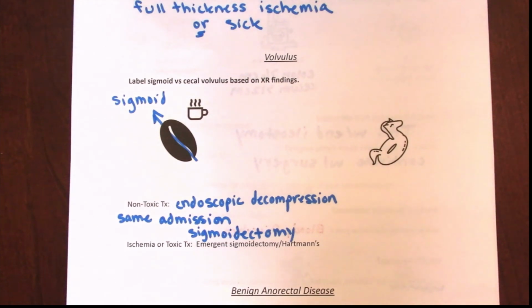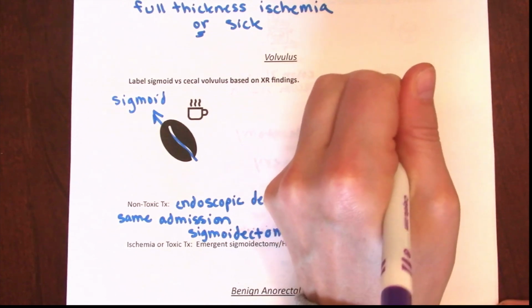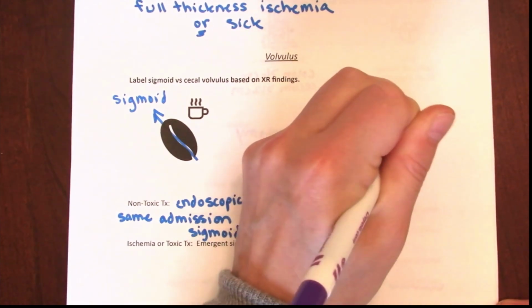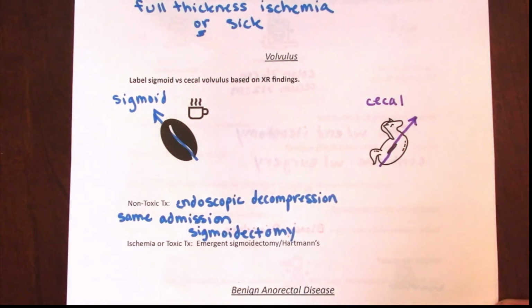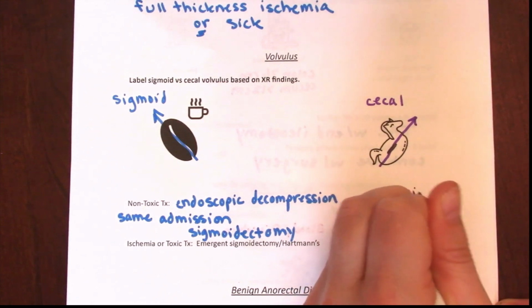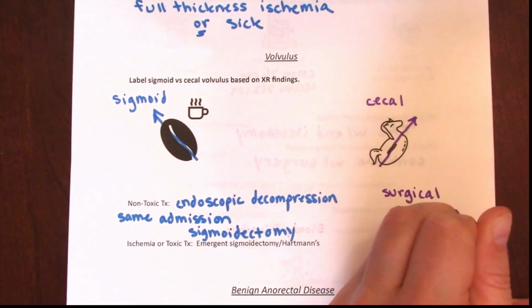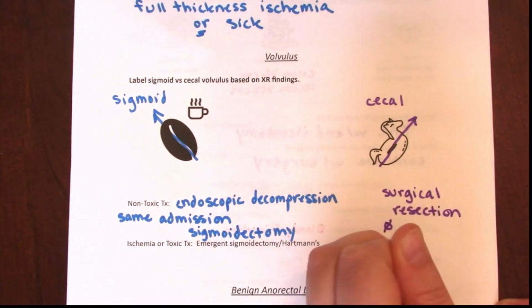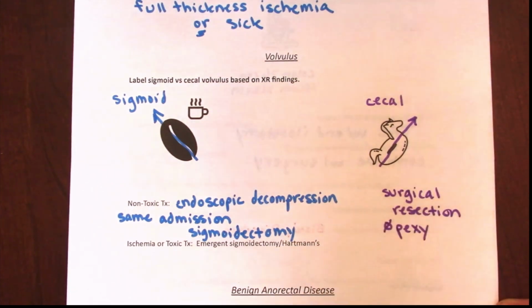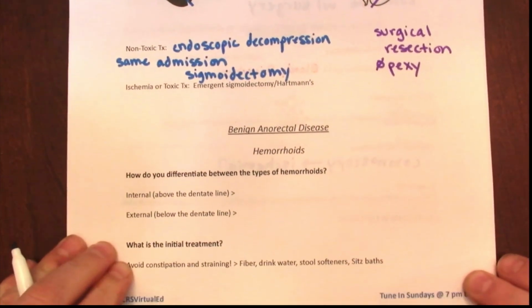Then for cecal volvulus, on imaging, these patients usually have a dilated colon that's oriented to the left upper quadrant. People say this looks like a bent inner tube, and the treatment for these patients is a surgical resection. The ABSITE will try to trick you and say depexing of the cecum, but that is not correct. The patient needs a surgical resection.